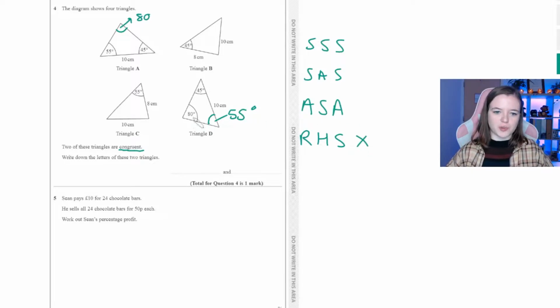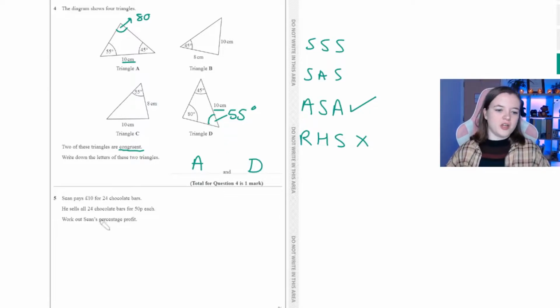But these ones we've just worked out. We've got 1 side the same, 10. We've also got 2 angles, well, all 3 angles the same actually, don't we? So we can know that that's angle, side, angle. So our 2 triangles that are the same are going to be A and D. And when you look at that, it's just the 2 triangles I went to first. Who'd have thought it? Just a lucky coincidence, I guess.